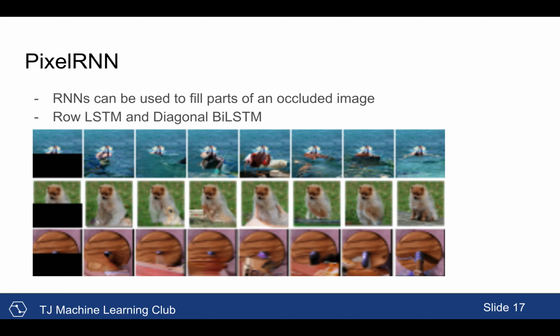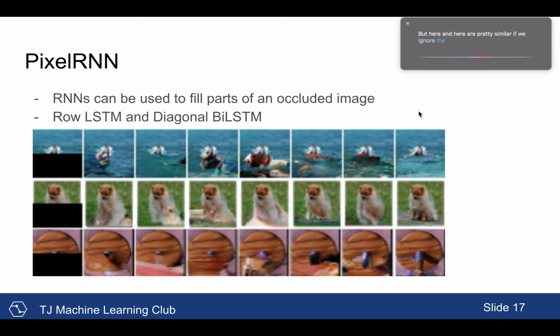In the image on the slide, the left side contains the input image with the occlusion, and on the right are the ground truth images. The images in between here are the generation by the network. So while the generations are imperfect, they generally do emulate the ground truth photo. So for example, something like this and this are pretty far off, but here and here are pretty similar if we ignore the floor.